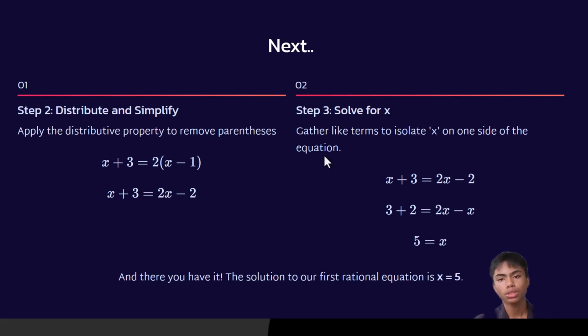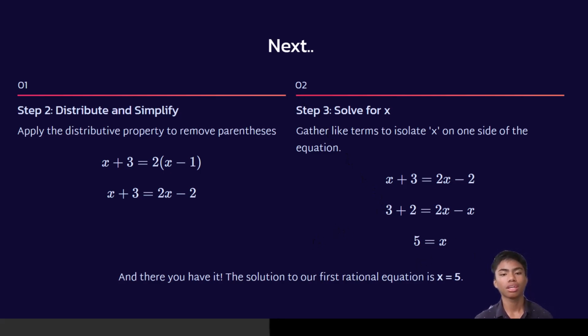In step 3, we solve for x. Gather like terms to isolate x on one side of the equation. x plus 3 is equal to 2x minus 2. We exchange negative 2 with x, which becomes 2x minus x. And we move negative 2 to this side, becoming 3 plus 2. Simplify it and we have 5 equals x.